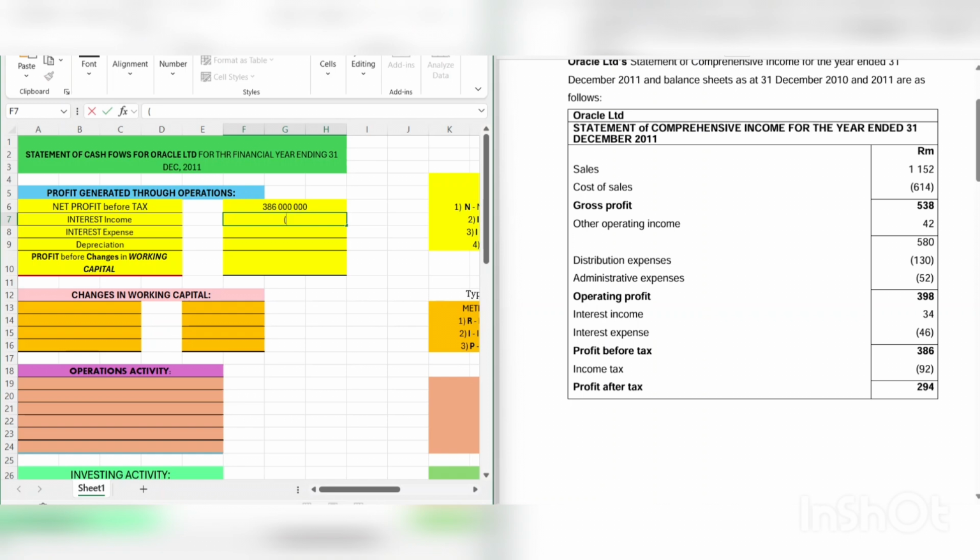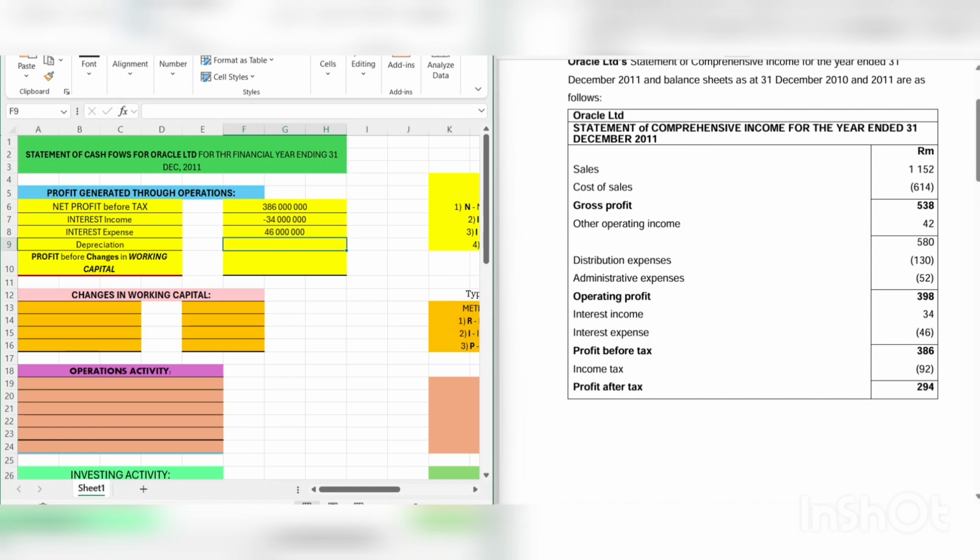Then the second thing we're looking for is our interest income. All right, so you'll find it right here, 34 million. Now, just a quick note, the first part of operations, for some reason it's opposite. So whatever is supposed to be subtracted, we add those figures, and whatever is supposed to be added, we actually subtract. We do the opposite. So here for our interest income, even though we're receiving this money, we're going to put brackets and subtract that amount.